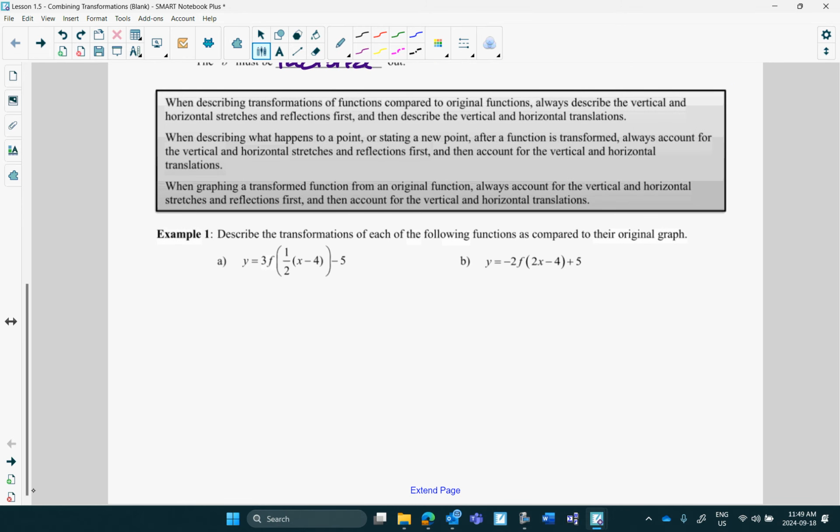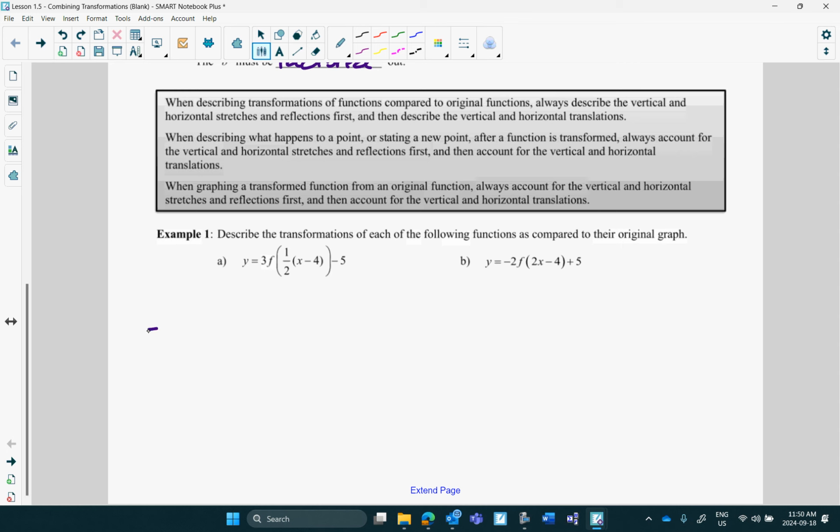When you describe, always start with the stretches and flips first. Do the shifts at the end. All we're asked to do here is look at all the numbers and write what the transformations are. So we can just move from left to right. How many transformations are going on here? What do you think? 4. 1, 2, 3, 4.